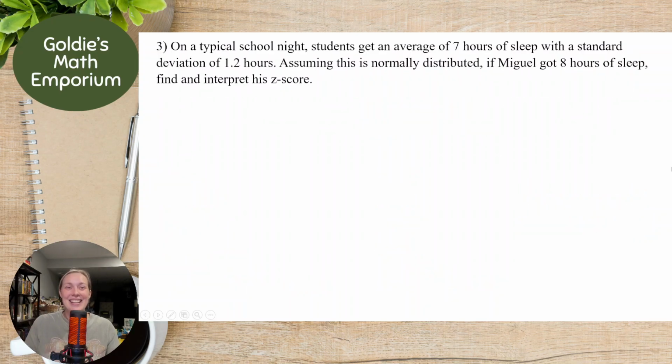All right. So the third problem is actually going to lead us into our next topic here, okay? Let's see what we have. It says, on a typical school night, students get an average of 7 hours of sleep with a standard deviation of 1.2 hours, okay? I hope that's true for you guys, all right? Assuming this is a normally distributed set of data, sorry, that information got cut off. Assuming this is normally distributed, if Miguel got 8 hours of sleep, find and interpret his z-score.